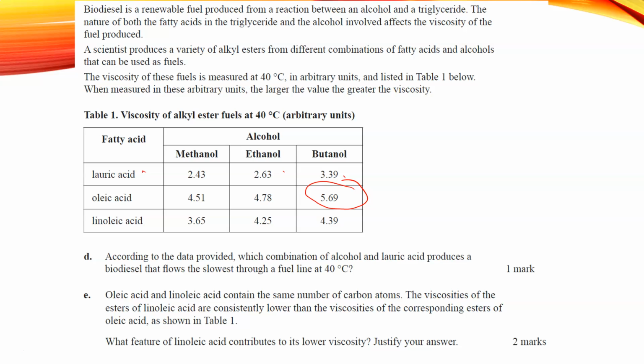And then finally, oleic acid and linoleic acid contain the same number of carbon atoms. The viscosities of the esters of linoleic acid are considerably lower than the viscosities of the corresponding esters. Now, you could argue that we haven't done enough yet with fatty acids to really be able to answer this question. By November, you would be able to do this without being worried. If you're looking at this and thinking, how am I meant to know this? There is a table of fatty acids in your data book.